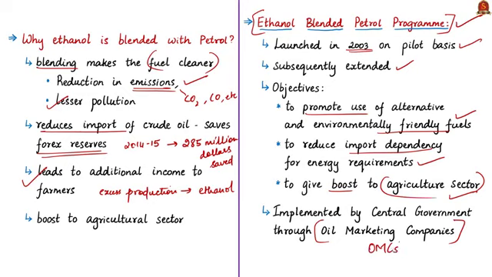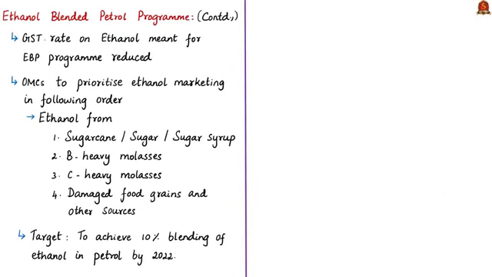Under this program, the OMCs sell ethanol blended petrol with the percentage of ethanol up to 10%. When we say oil marketing companies, we mean the public sector and private oil marketing companies which carry out the retail marketing of petroleum products in India. So, in order to promote ethanol blending, the government has reduced the GST rate on ethanol that is meant for this program. The reduction is from 18% to 5%.